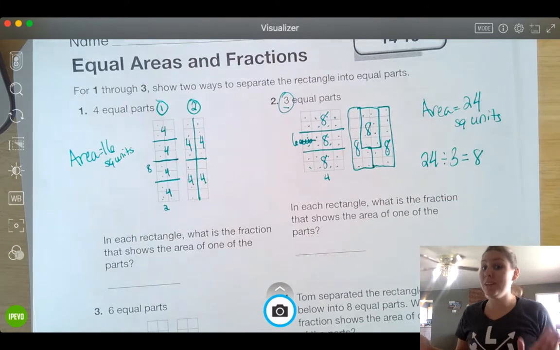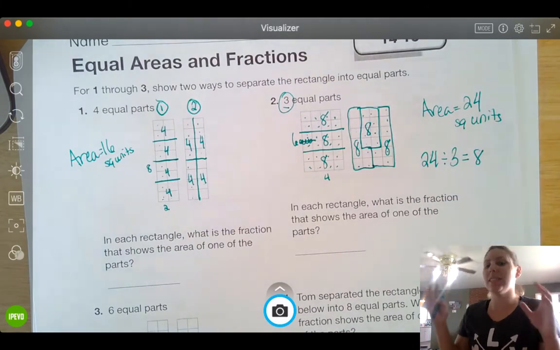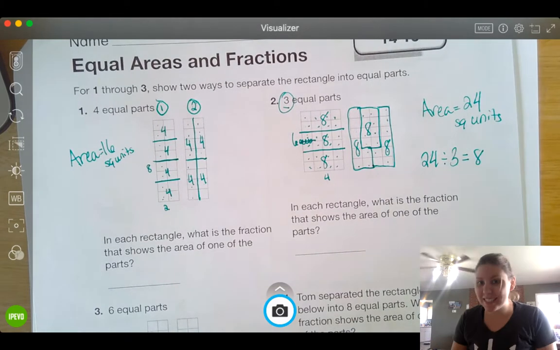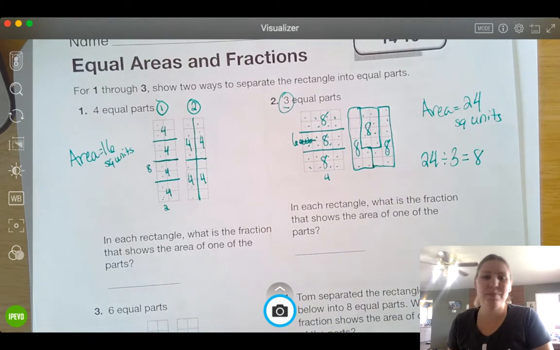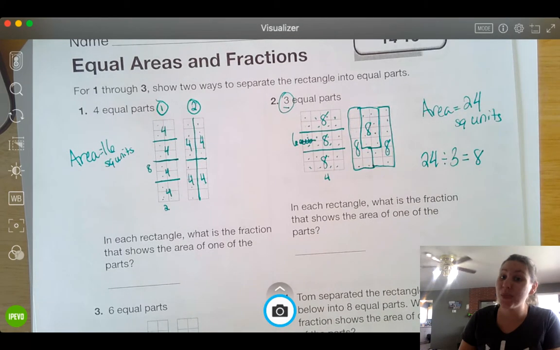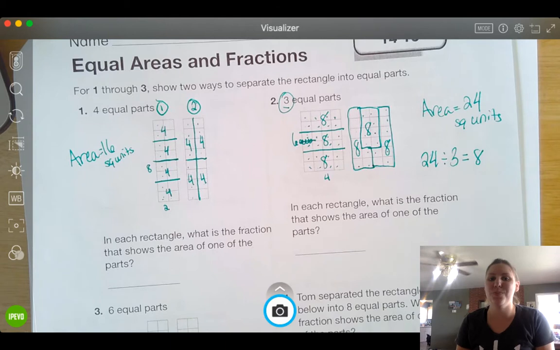And it looks really weird. And the OCD in me is like, that's not right. They're not the same. But they are equal pieces. And it doesn't say they have to be the same shape. They just have to be equal parts. So there are 3 equal parts with 8 in each part.